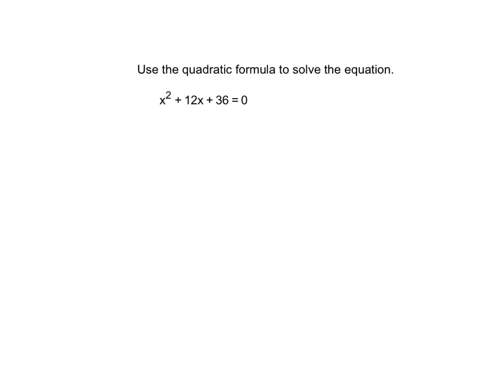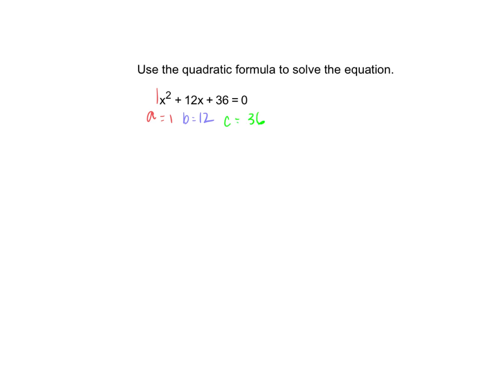All right, so we're going to do a quadratic formula problem. I think I've chosen the problems to not have any imaginary solutions and to not have any weird radicals. So we have to remember that a is the coefficient of x squared, so a is 1 here. b is the coefficient of x, so b is 12. And c is the constant, so that's 36.